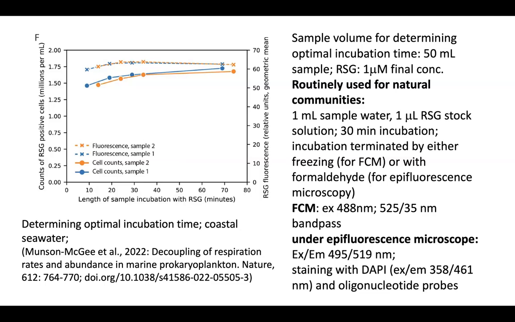For enumerating with flow cytometry, you use an excitation of 488 nanometer and an emission of 525 nanometer with a bandwidth of 35 nanometer. This is what we used. Under the epifluorescent microscope, you use the FITC block, which is common in epifluorescent microscopes, with excitation at 495 and emission at 519 nanometer. You can also use double staining or triple staining. We'll show you some pictures on that later on. You can also double stain with DAPI, because the excitation emission spectra do not overlap, and you can also use fluorescently labeled oligonucleotide probes, for example.